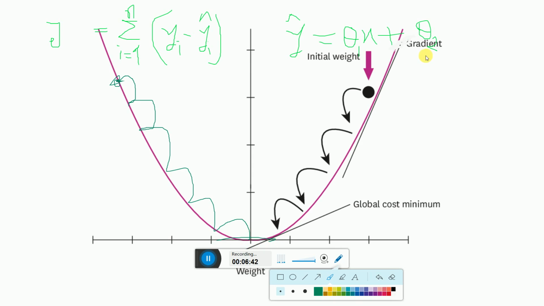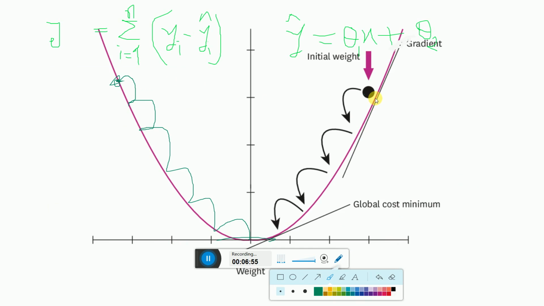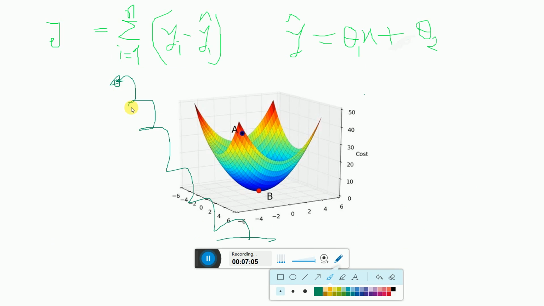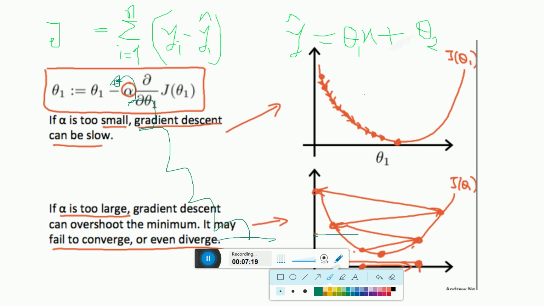Let's say I have taken the point at this point. At this point, if I differentiate, I will have a positive value. A positive value multiplied with a positive number will produce a positive, and it is subtracted there, so it will decrease. The final theta 1 will be decreased, so theta 1 goes in that direction, and ultimately it will reach out there.